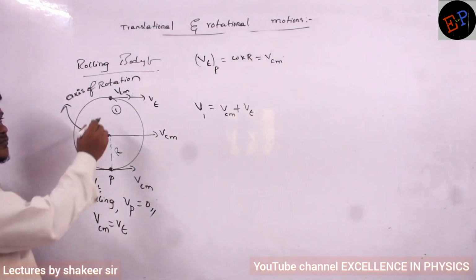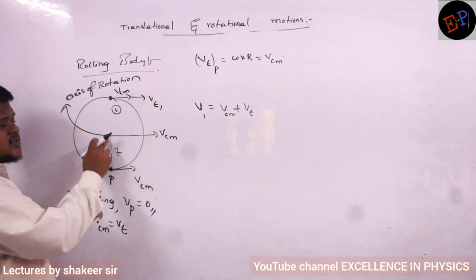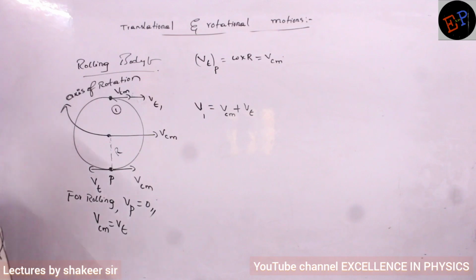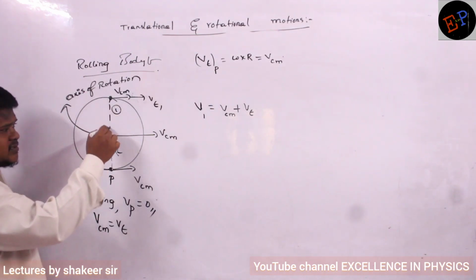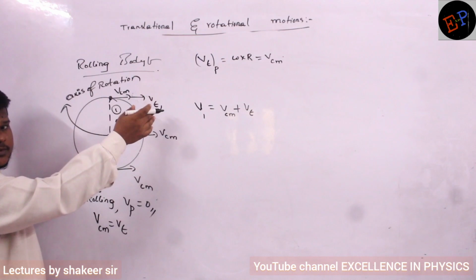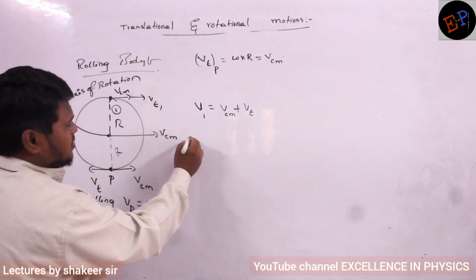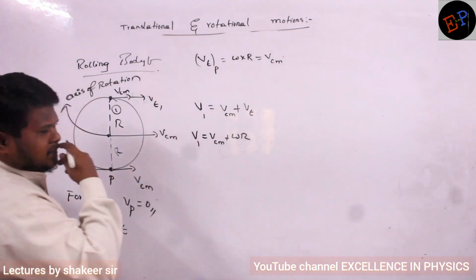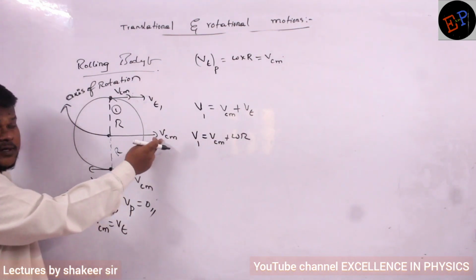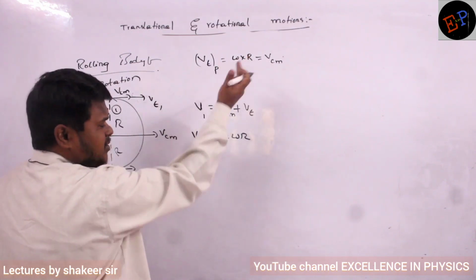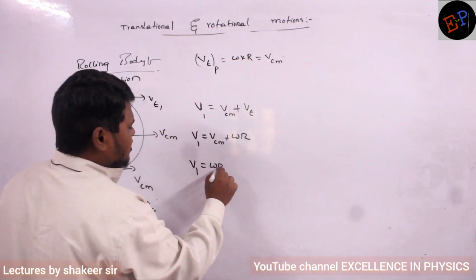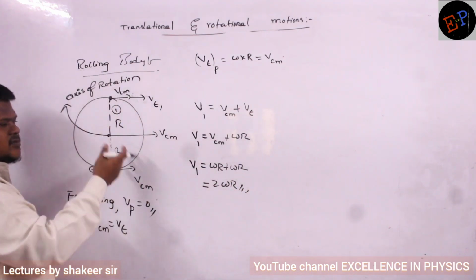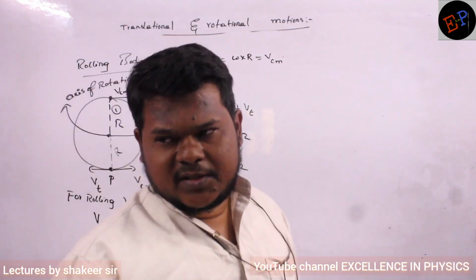Now can you say what is the tangential speed of this point if this is the axis of rotation? What is the perpendicular distance? R only, no? Again how much? Omega into r only. So Vt1 is omega into r. So V1 is equal to V center of mass plus omega into r. V center of mass we have already calculated, no? V center of mass is omega into r, so V1 is equal to omega into r plus omega into r. Total how much? 2 omega r. So in the previous condition also I got the same answer, no? Are you able to understand?